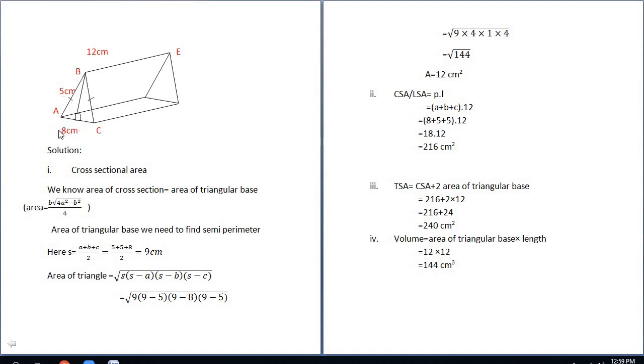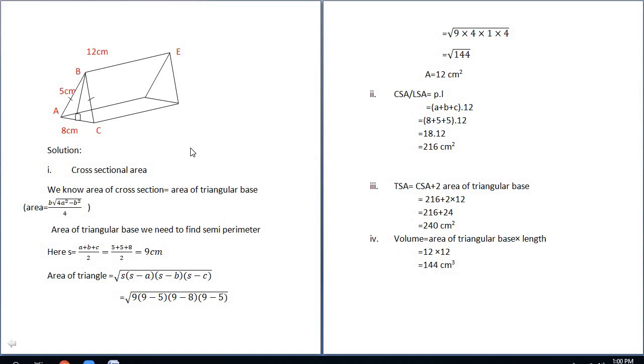The given triangle is an isosceles triangle, and the length or the height of the prism is 12 centimeter. We can see AB is equal to BC, that is 5 centimeter, and AC equals 8 centimeter. Now, firstly, let us calculate the cross-sectional area of this triangular prism. First of all, we need to understand cross-sectional area is the area of a triangular part.